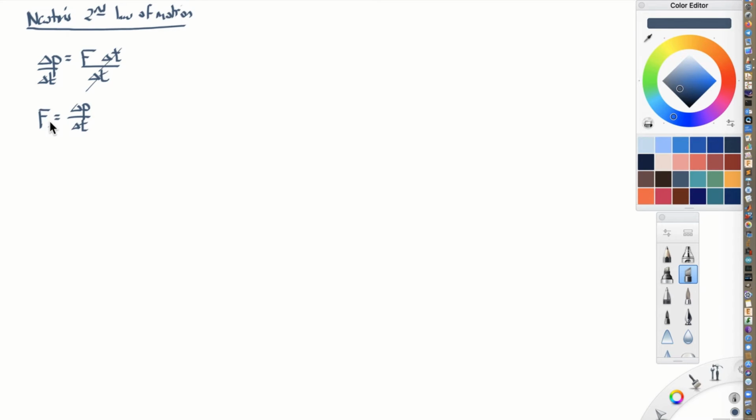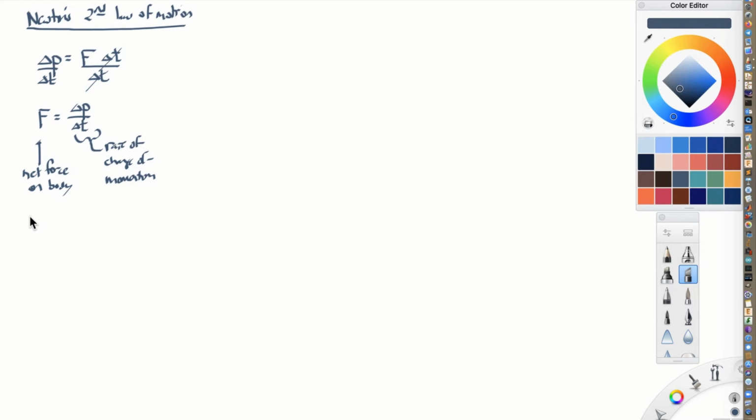You can think of this as the net force on the body. And this side here, we can think of as the rate of change of momentum. So the bigger the force, the more rapidly the momentum changes. So it's a change in momentum during a time interval. So force is delta p over delta t.